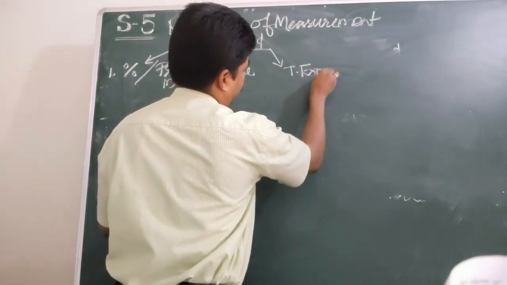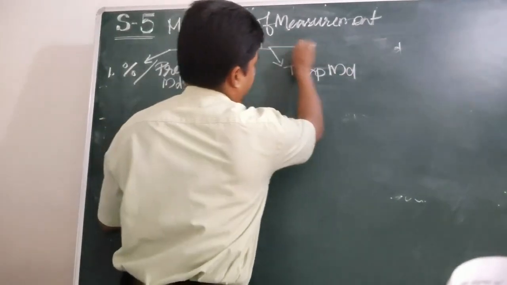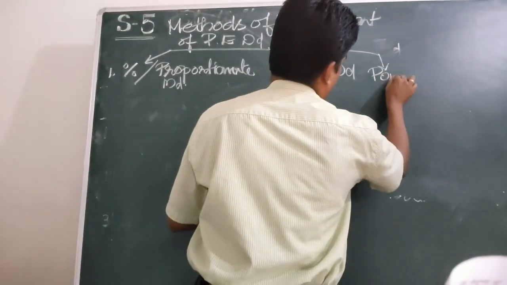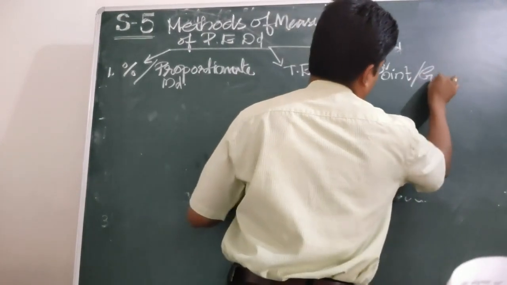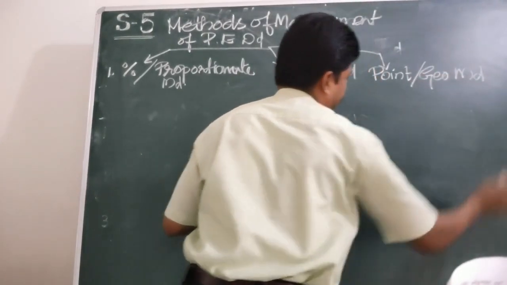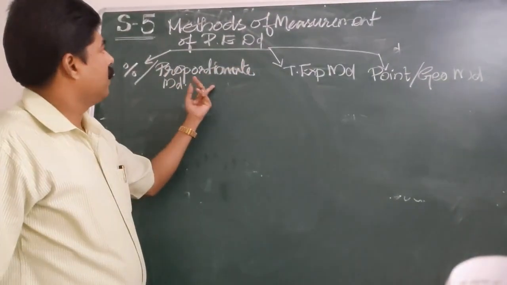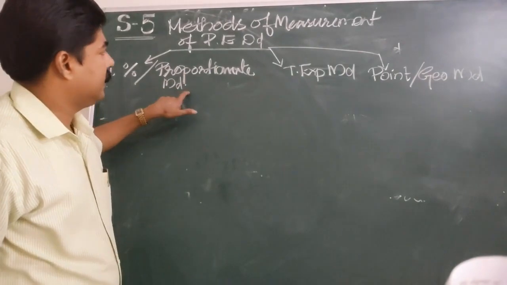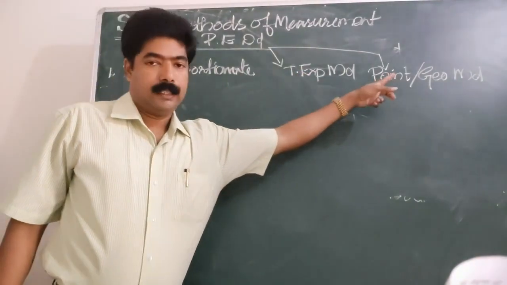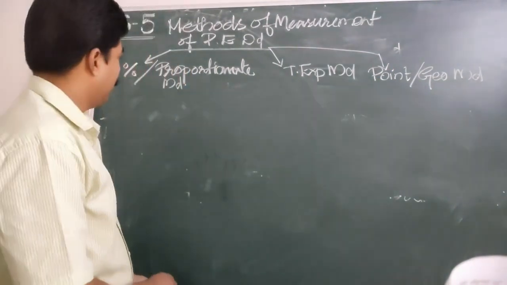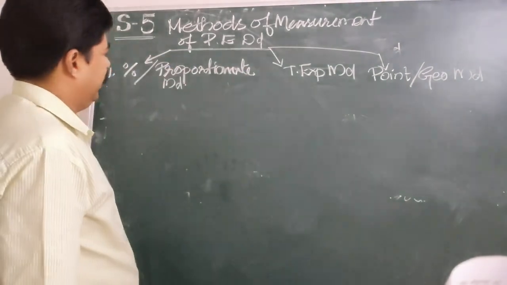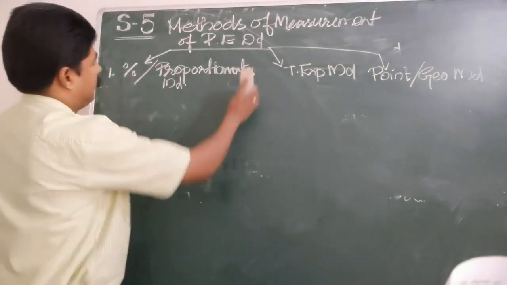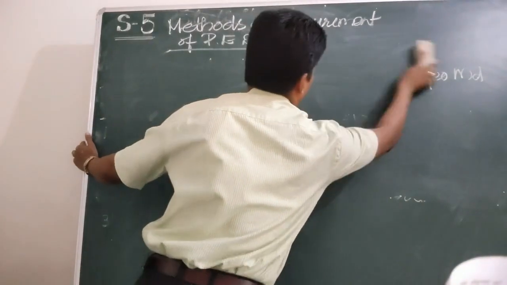Total expenditure method. And the third one is point or geometric method. So these are the three methods of calculating price elasticity of demand. First one is proportionate method, second one total expenditure method, and third one point or geometric method. Among these three, we will study some numericals based on the proportionate method. So let us study the first method in detail.